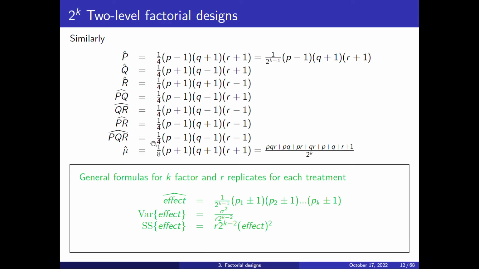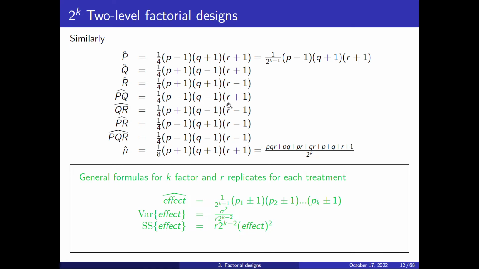And here you have the different formulas. So for instance, we want to estimate P, this will be 1 over 4, it is 1 over 4 all the time, (P minus 1) times (Q plus 1), (R plus 1), because we don't have Q and R. And to estimate Q, it will be (Q minus 1) times (P plus 1), (R plus 1). So it is all the time the same. So for PQR, it will be (P minus 1), (Q minus 1), (R minus 1).